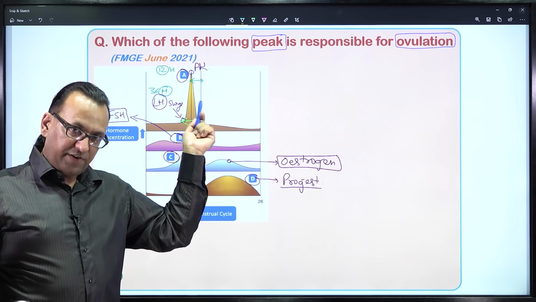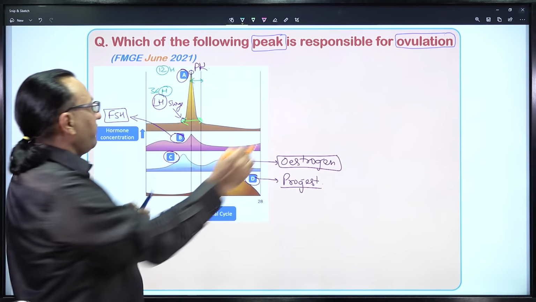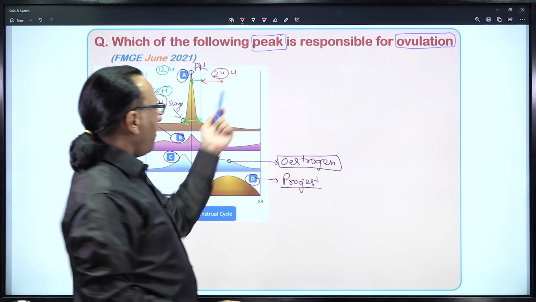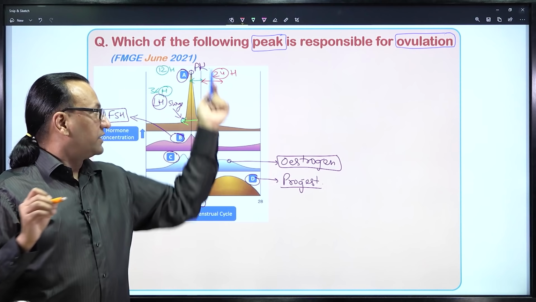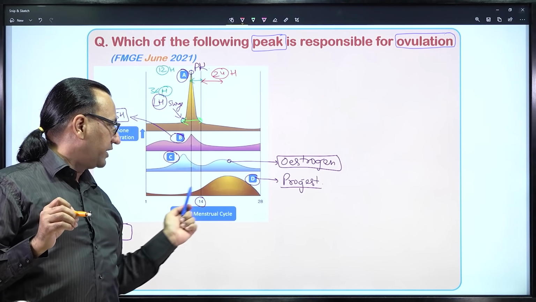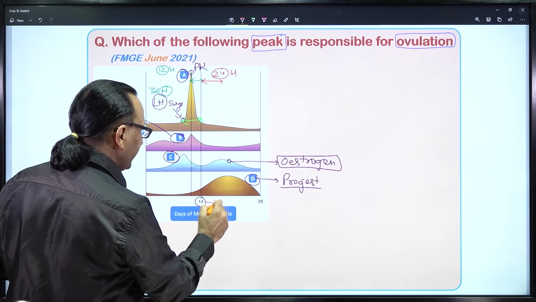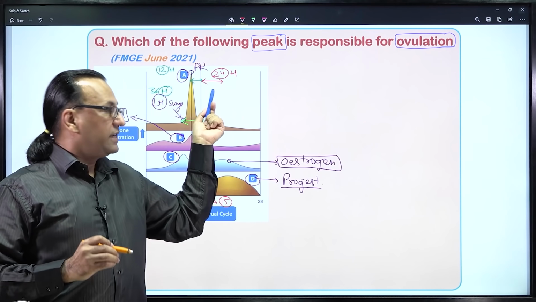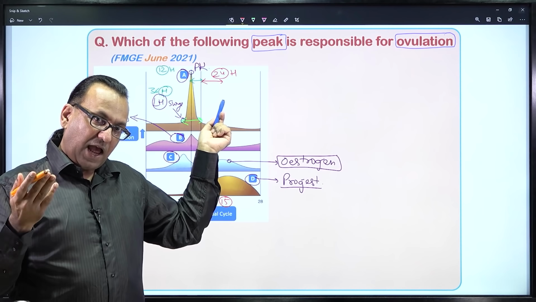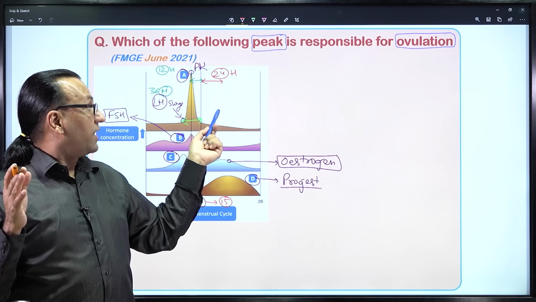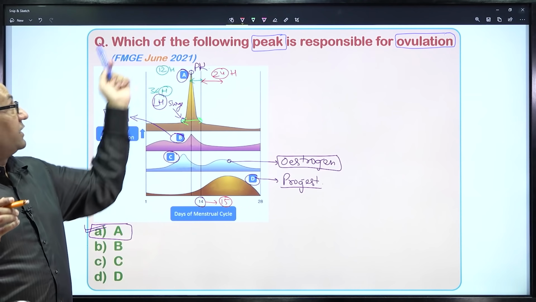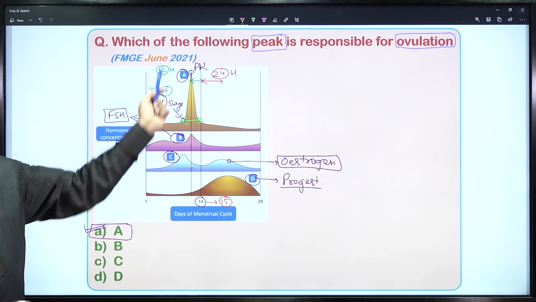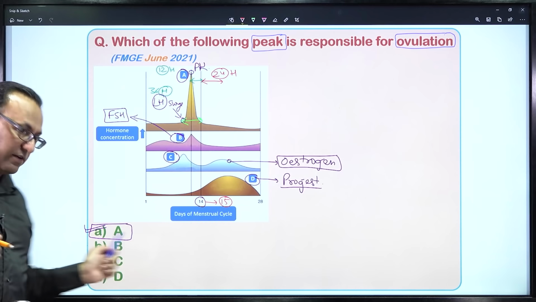polar body is released. And remember, now we have got only 24 hours post ovulation for fertilization. Means the secondary oocyte which was ovulated mid-cycle must be fertilized by day number 15 within 24 hours. Otherwise, secondary oocyte is degenerated and menstruated. So in this particular question, it is the LH peak which is responsible for the ovulation, and it is the marker A as our answer.